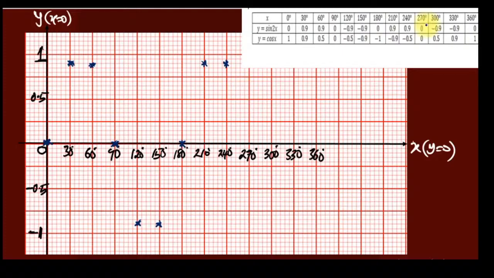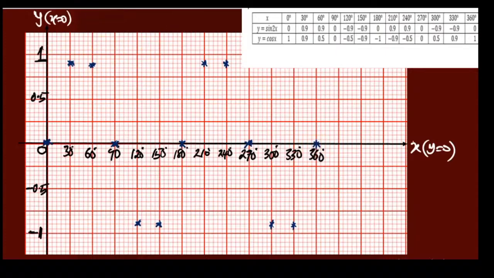For 270 is 0, so we'll go down 0. For 300 is minus 0.9, so we'll go down 18 times. 1, 2, 3. For 330 is the same, negative 0.9. 1, 2, 3. For 360 is 0.